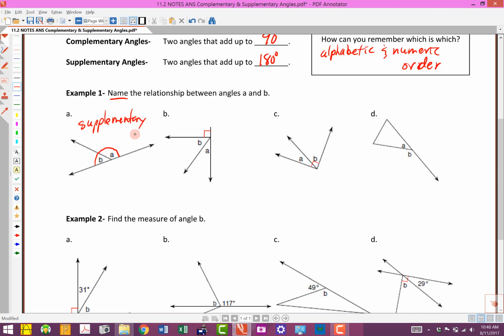Supplementary. Okay, these two are right next to each other, so we could say that they're adjacent, but we can be more specific than that on this particular one, because this is a right angle, and if this is a straight line, that means this one right here has to make up the difference between, okay, there's 180 degrees on this side of the straight line. If 90 of them are over here, that means 90 of them have to be over there, which makes the two of those complementary. Okay, so those are complementary.